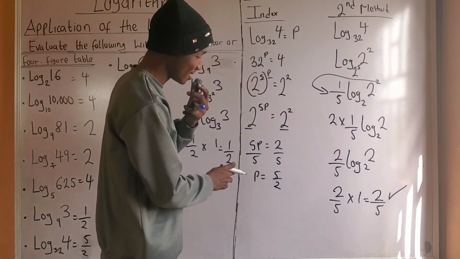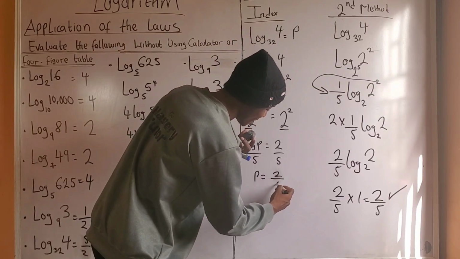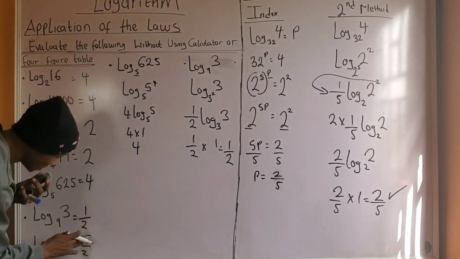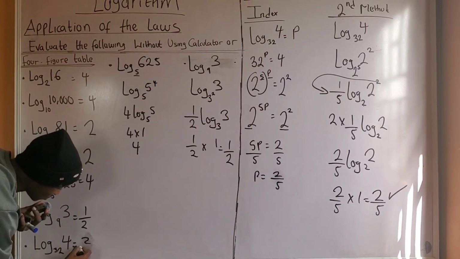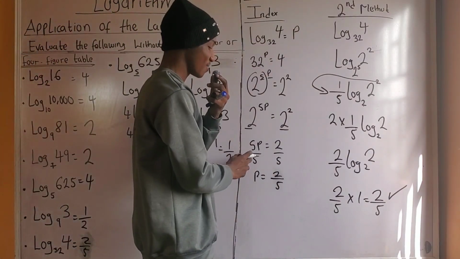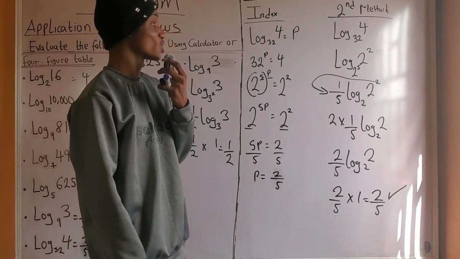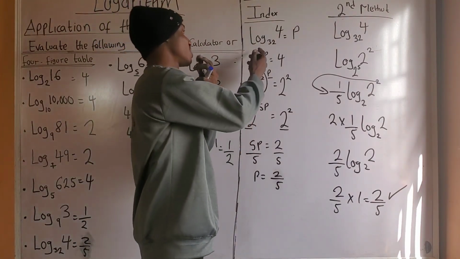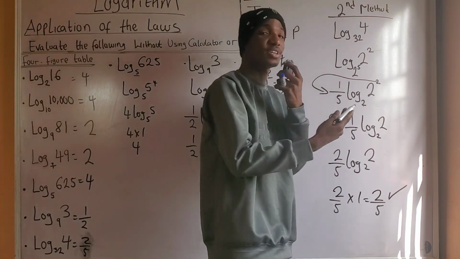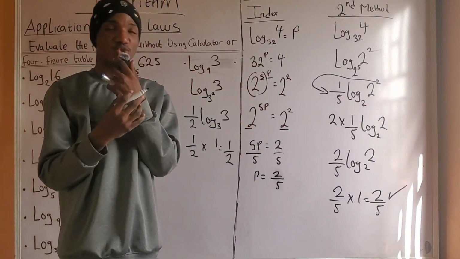Oh, sorry. There is a little mistake here. This will be 2 over 5, and this also should be 2 over 5. Sorry. When you divide both sides by 5, you're going to have p equals 2 over 5. You understand? I made a slight mistake here. So you can see that whether you use this method or this method, you must have the same answer if your approach is correct. Do you understand?